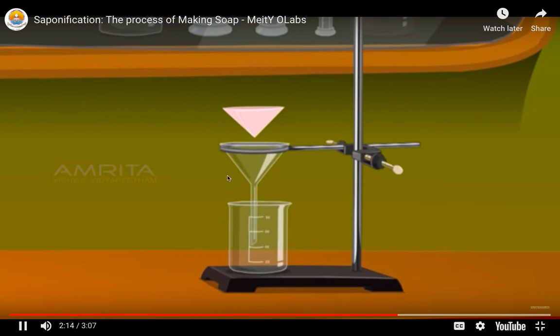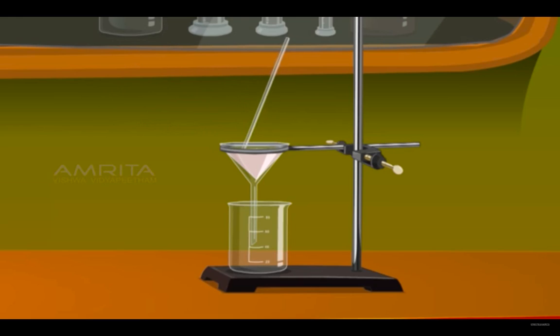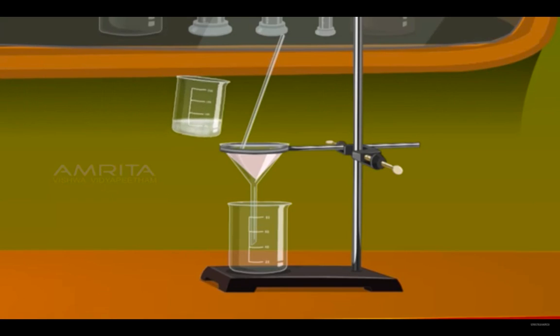Take a filter paper and fix it in a filter funnel and hold a glass rod over the funnel. Take the beaker containing soap and pour it over the glass rod and filter the mixture. Soap is left on the filter paper.